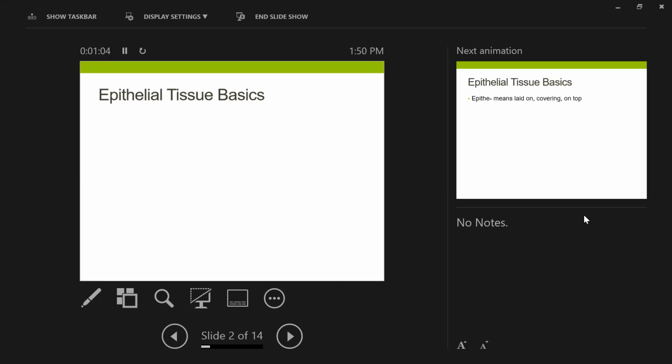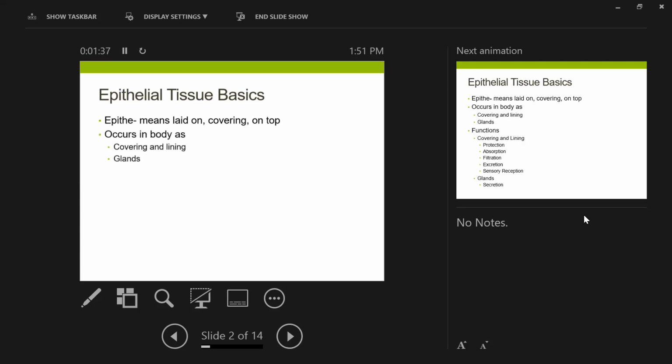So, epithelial tissue basics. Remember, there's only 4 types of tissue. This is one of the 4. Epith means laid on or covering or on top of. Like, what layer of skin are you all looking at on me right now? My epidermis. Now, some of you may have known that. Not everybody knows that. You will learn that in this class. Your epidermis is your topmost layer of skin. This is what we're all looking at when we see each other. Epi means on top of, or covering, or coating.